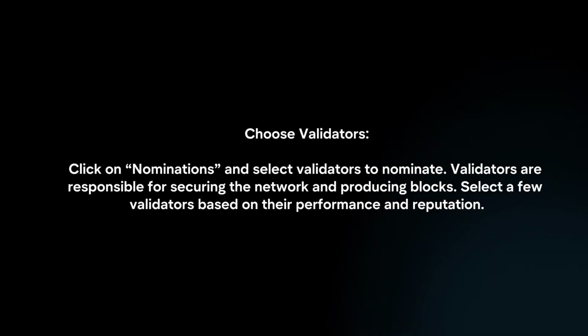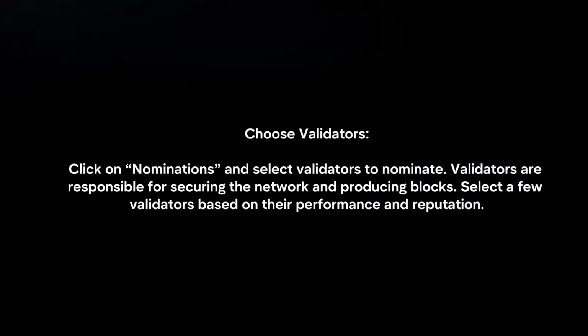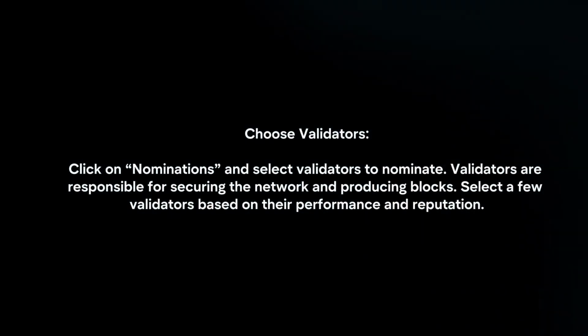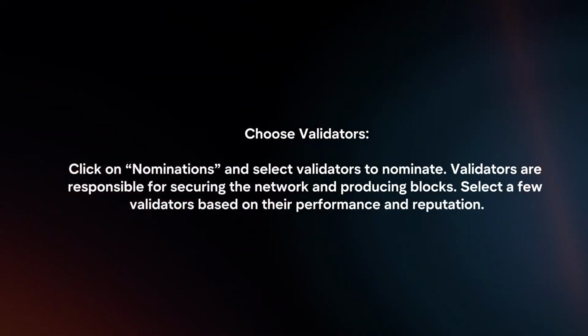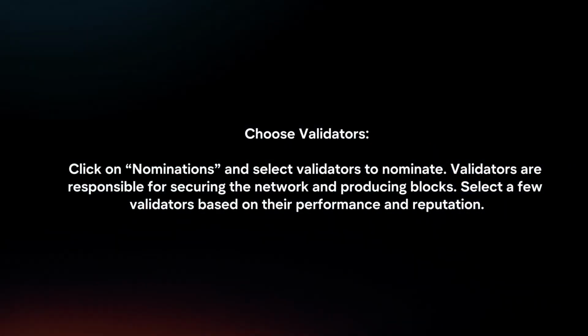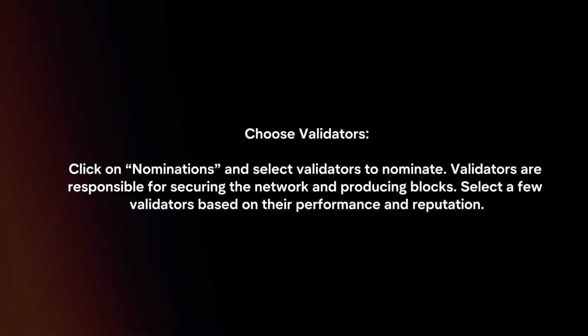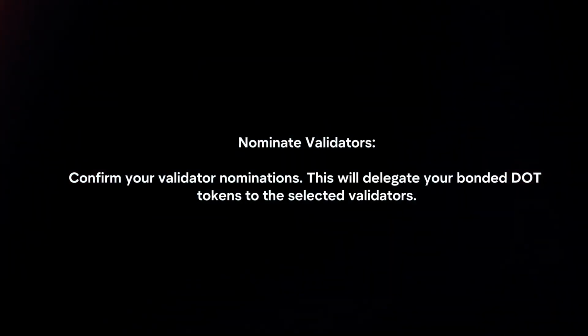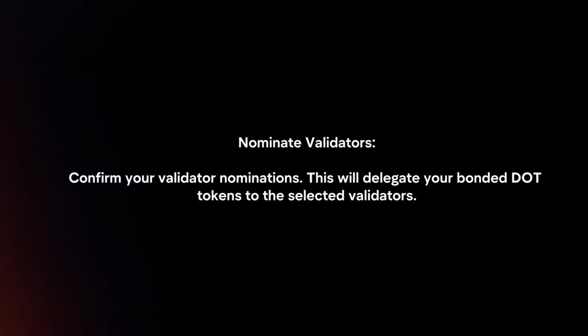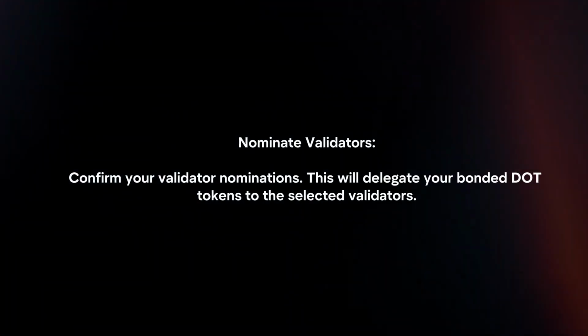Choose Validators. Click on Nominations and select Validators to nominate. Validators are responsible for securing the network and producing blocks. Select a few validators based on their performance and reputation. Nominate Validators. Confirm your validator nominations. This will delegate your bonded DOT tokens to the selected validators.